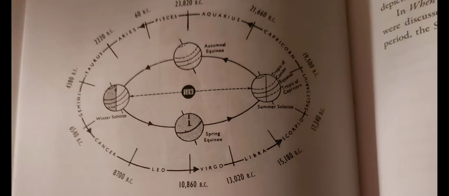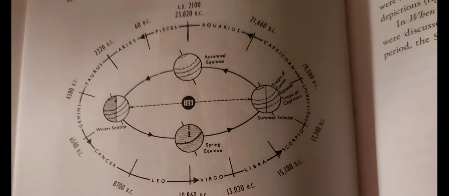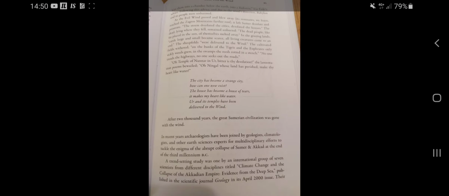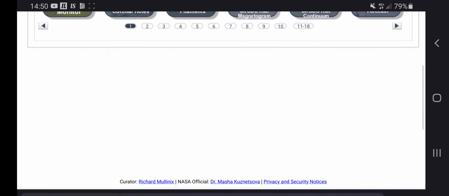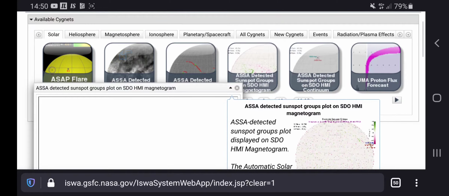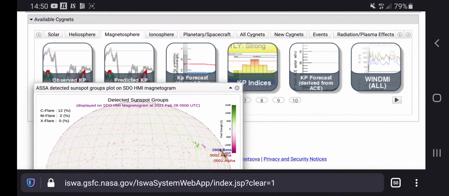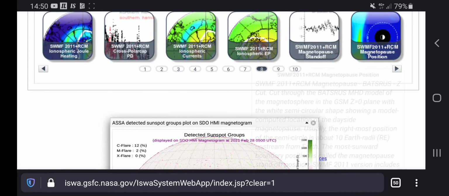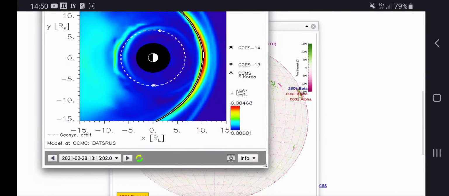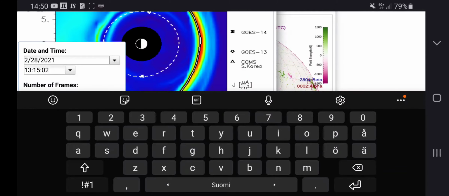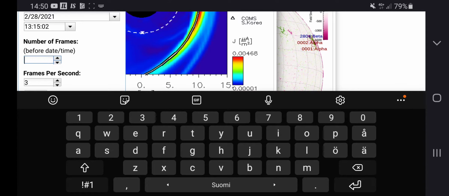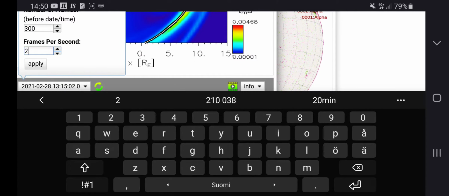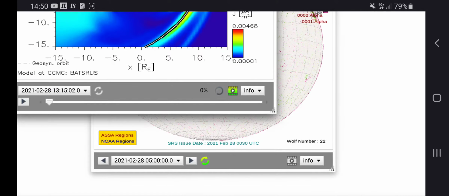And if you think about those time frames and all this kind of stuff, we are now having the year 2021. First spring equinox in the age of Aquarius is not far anymore.